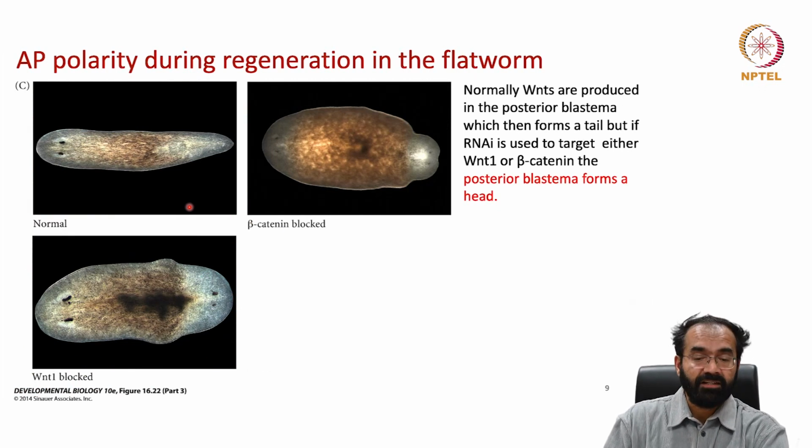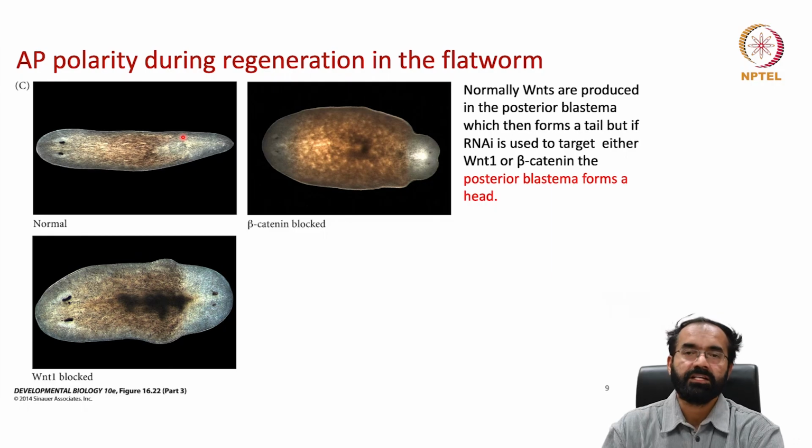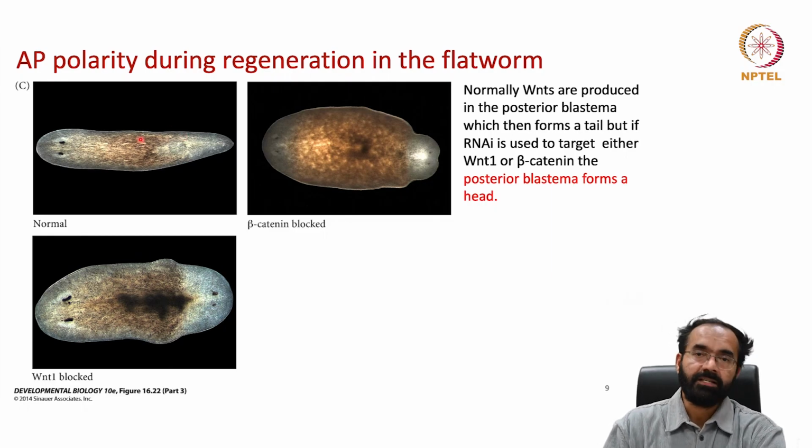Now, can we think of tweaking this AP polarity during regeneration of the flatworm? We have seen it. You can take a flatworm, DJ or SMED, whichever species you want, and you cut it, it grows back. There is a blastema that will be formed. Normally, Wnts are produced in the posterior blastema.